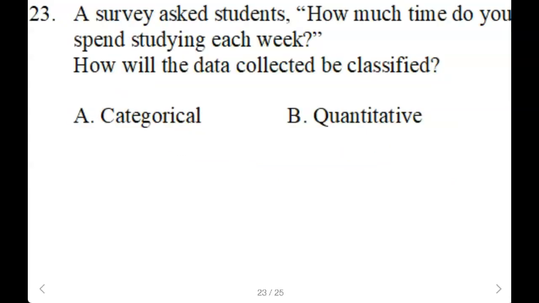All right, if we ask a bunch of students how much time they spend studying each week, we would get numbers out of this. And so if your data is numbers, it's quantitative. If it is categories, it would be categorical. Like favorite ice cream or favorite color, those types of things, those answers would be in words, and so it would be categorical data.